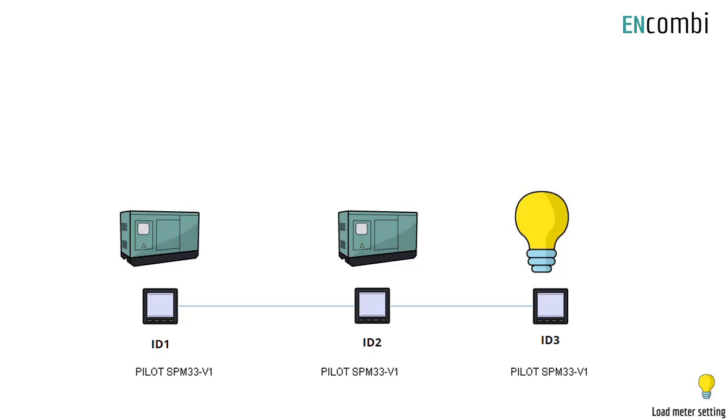Let's check how to do the load meter setting for this sample site. The site has 3 power meters which are connected to genset and load. During power meter setting, you have to add 2 of the genset power meters in the genset power meter setting page, then 1 power meter has to be added on the load meter. Please refer to tutorial video number 11 for the power meter setting guide.